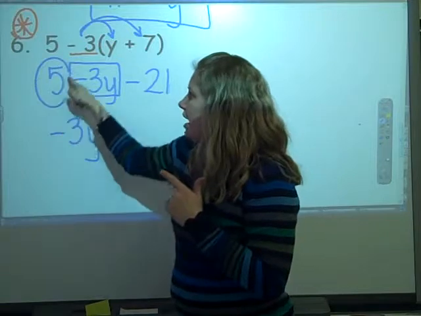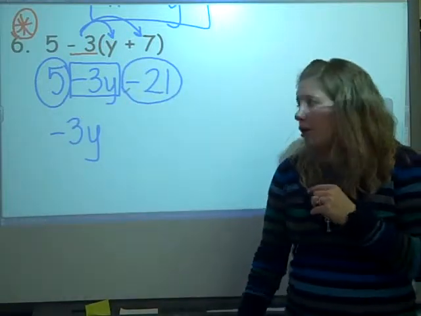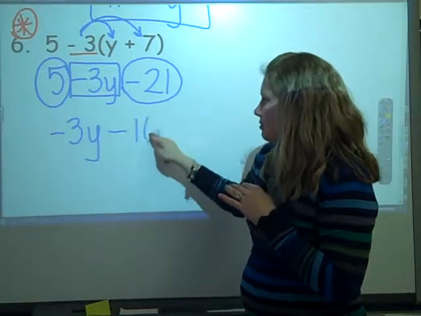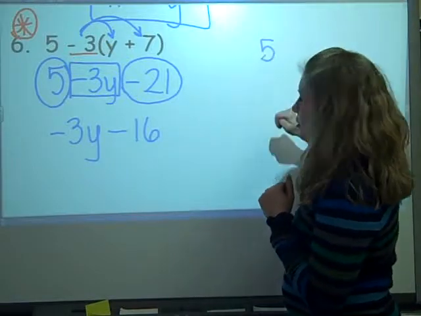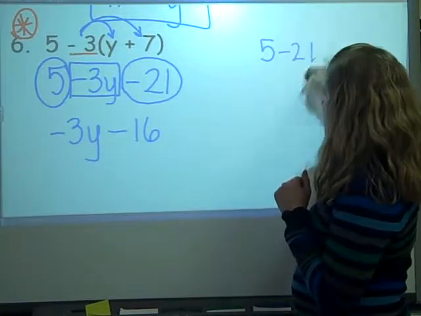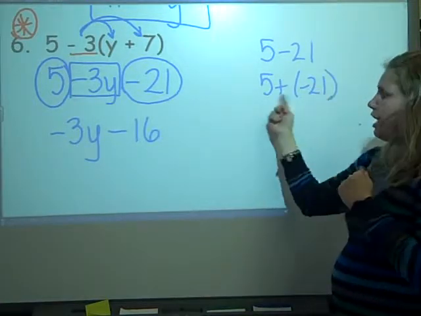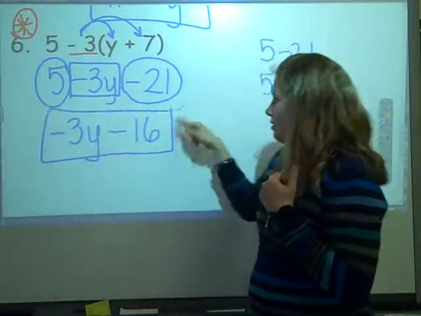Then I do 5 minus 21. When you do 5 minus 21, you're going to get a negative 16. For those of you having trouble in your head, 5 minus 21 is the same as 5 plus negative 21. You subtract these two and take the sign of the bigger number. And that's where that came in.